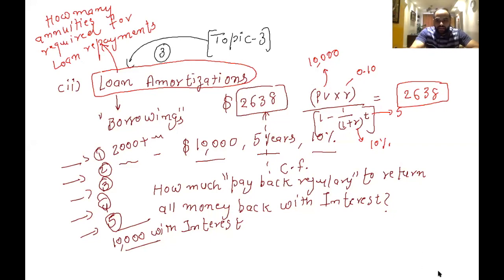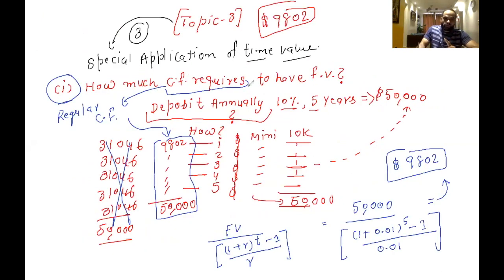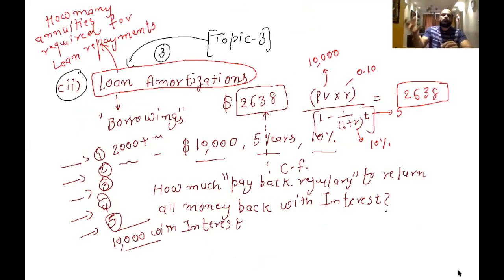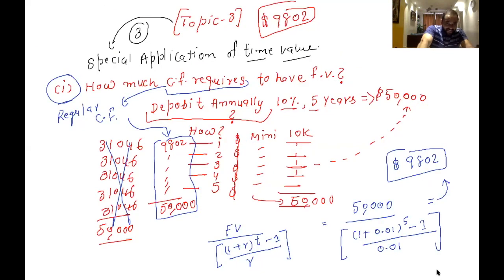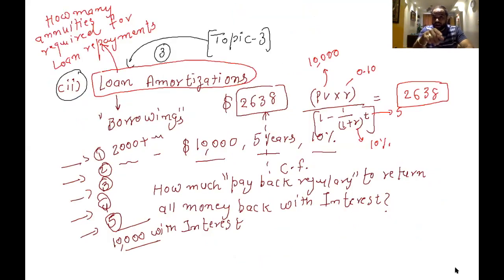So remember the difference between loan amortization and the first one, how much cash flow required to have future value. The difference between 1 and 2 is, in loan amortization, you are borrowing money, right? So you have a cash inflow at the initial level. And in the first special application, you have a cash outflow at the initial level. So it means you are making an investment. So you are lending. If you're lending, how much you're gonna earn regularly. And if you are borrowing, how much you have to pay. So that's the difference between 1 and 2. So they are different from each other, right? So let's move on to the next.